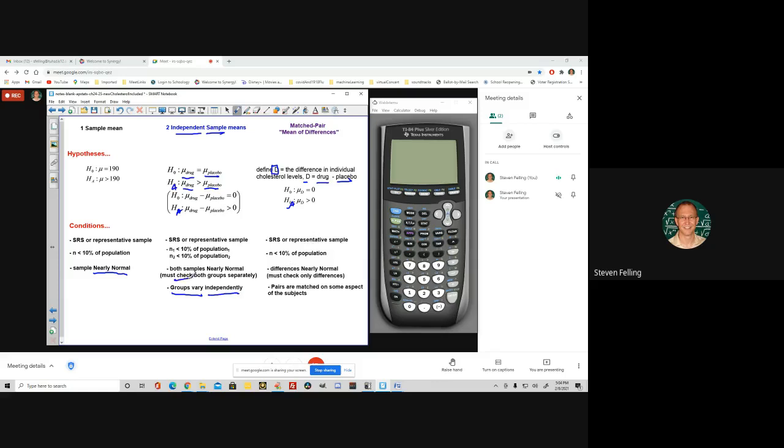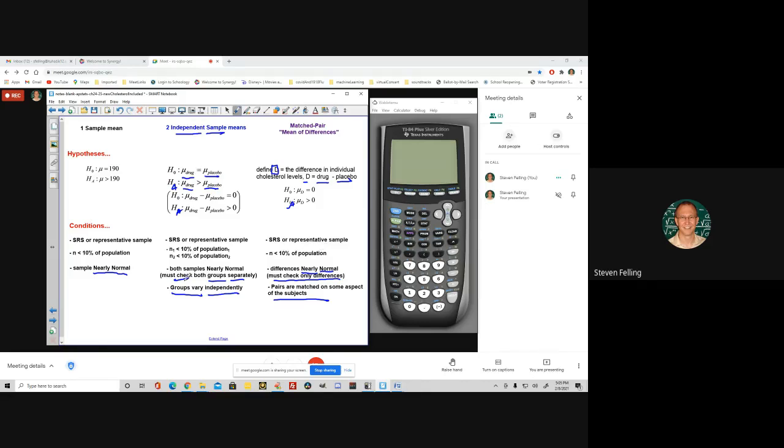Right here, you have to check both groups separately for nearly normal. Here, you only look at the differences. In fact, if they give you the individual ones and you look at those, you'll lose credit on the AP test, because you're only working with differences here. And then there's a criterion that you have to state that the pairs are matched on some aspect of the subjects, and state what that is. So matched pairs has a condition of requiring that they're matched in some way in pairs.